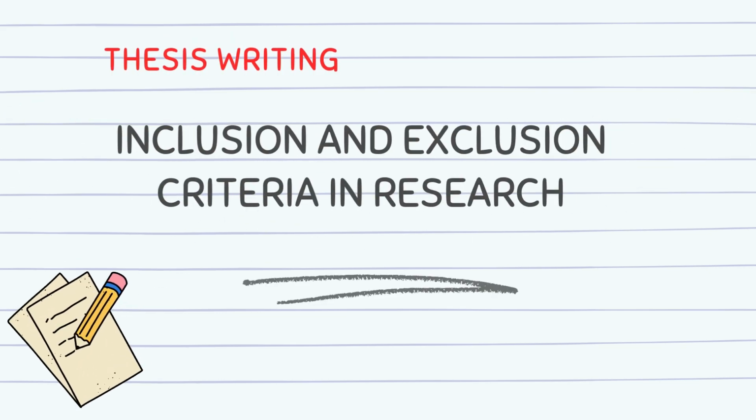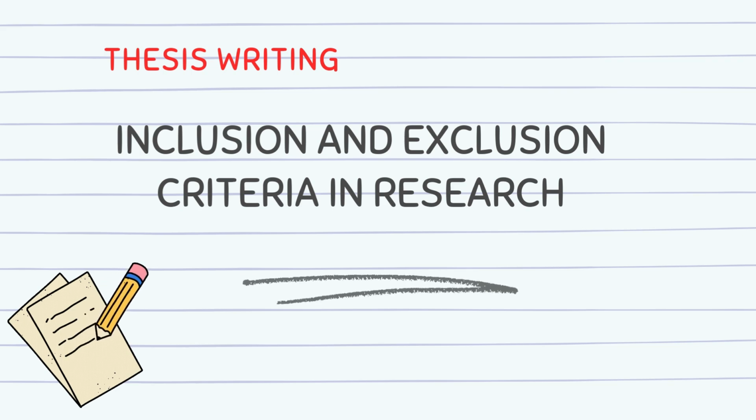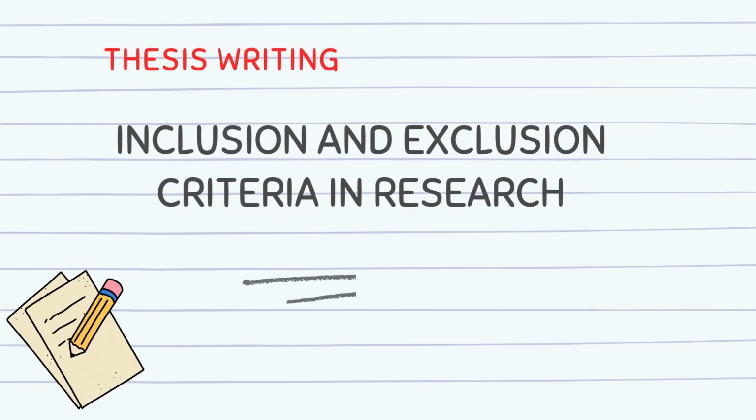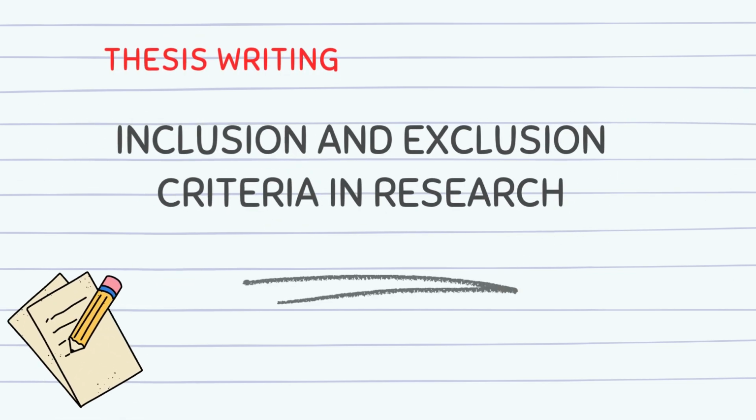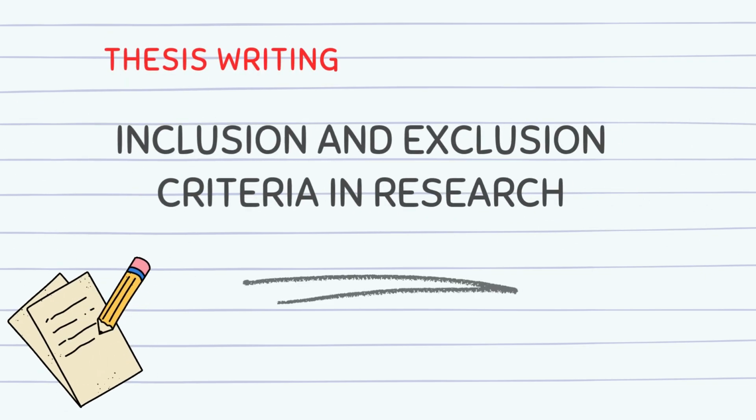Inclusion criteria defined. Inclusion criteria are the characteristics that participants or data must have to be part of your study. Think of them as the must-haves. Exclusion criteria defined. On the flip side, exclusion criteria are the characteristics that disqualify participants from being in the study. They help filter out individuals or data that could affect the accuracy of your results.